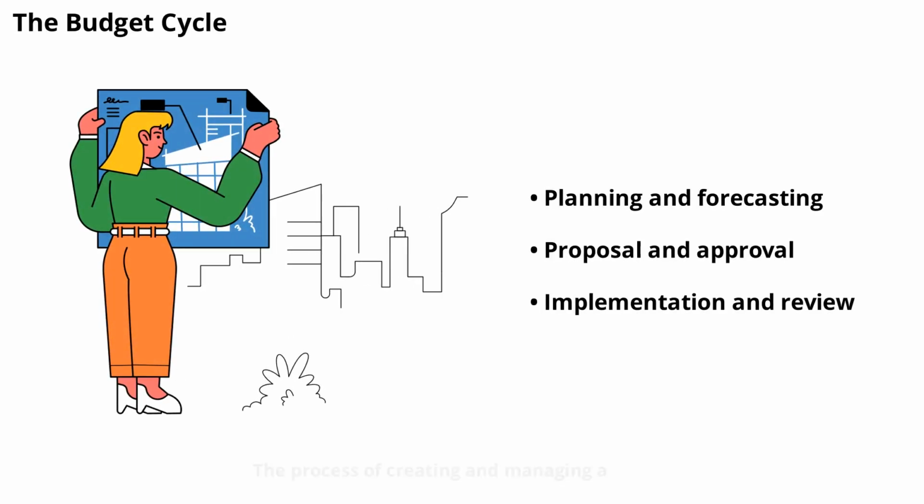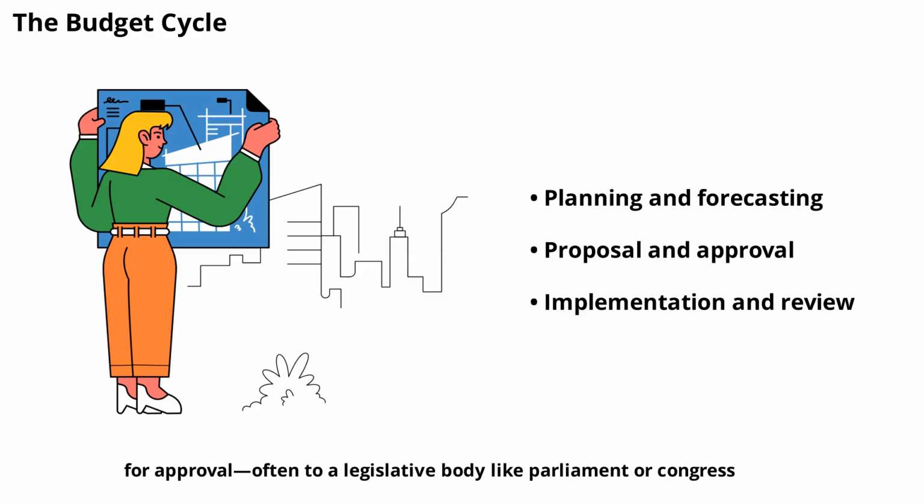The process of creating and managing a government budget is called the budget cycle. It typically starts with planning and forecasting, where officials estimate revenues and set spending priorities. Next comes the proposal stage, where the government drafts a budget and submits it for approval, often to a legislative body like Parliament or Congress. After approval, the budget is implemented, and finally, there's a review phase to assess how well the plan was followed. This cycle repeats every year, helping governments adapt to changing needs.